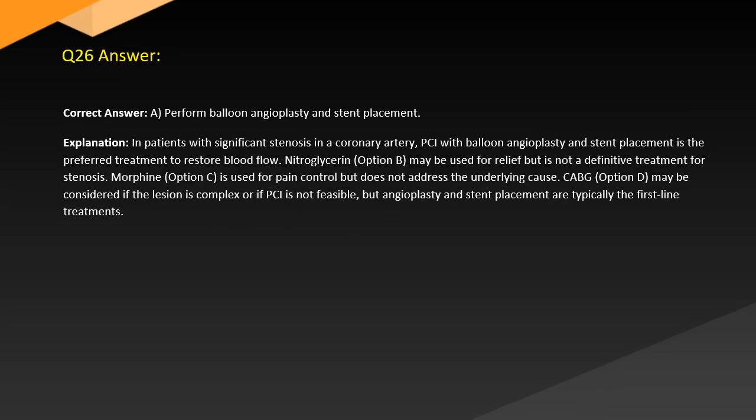Answer. Correct answer A. Perform balloon angioplasty and stent placement. Explanation. In patients with significant stenosis in a coronary artery, PCI with balloon angioplasty and stent placement is the preferred treatment to restore blood flow. Nitroglycerin, option B, may be used for relief but is not a definitive treatment for stenosis. Morphine, option C, is used for pain control but does not address the underlying cause. Option D may be considered if the lesion is complex or PCI is not feasible, but angioplasty and stent placement are typically the first-line treatments.